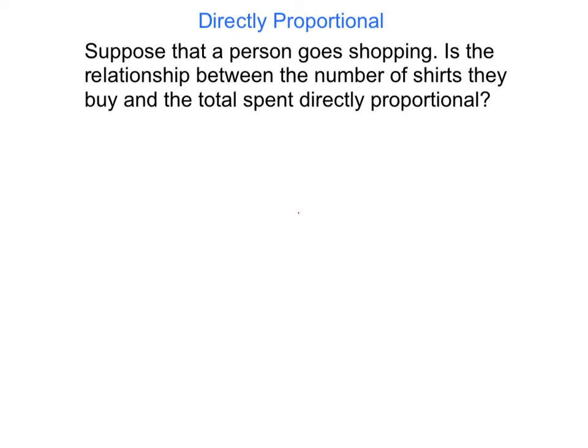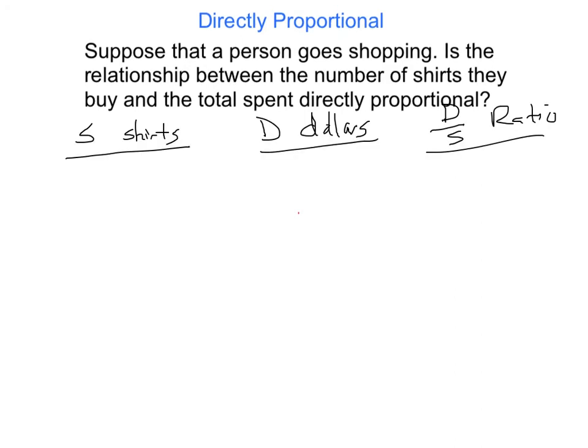So now instead, suppose that a person decides to go shopping for some clothes, and we want to know, is the relationship between the number of shirts they buy and the total spent directly proportional? So again, let's set some stuff up. So suppose at first, I go shopping and I decide to go to Target, and so I'm going to buy 2 shirts at Target, and they ring me up and I spent a total of $24. So right now that means my ratio is I spent 24 divided by 2, so I spent $12 per shirt. Not too bad, nice and thrifty there.